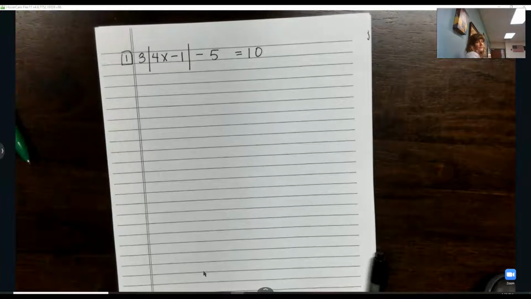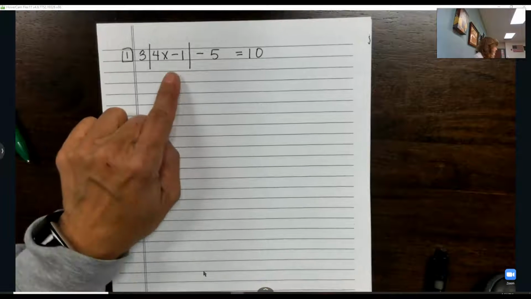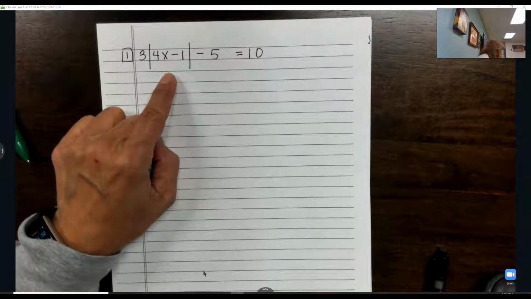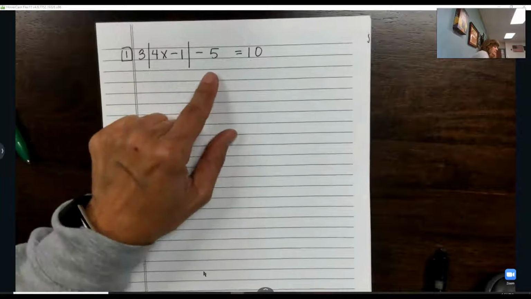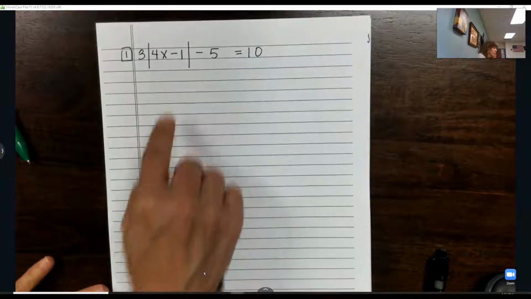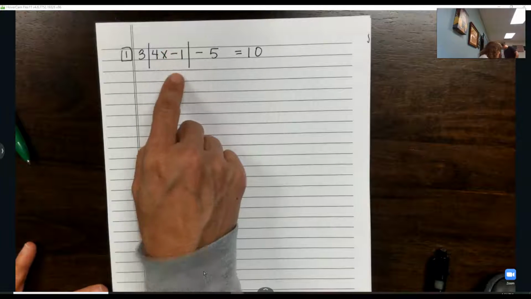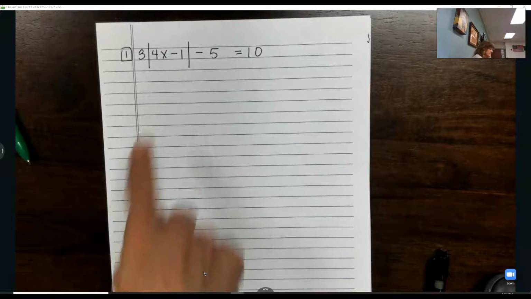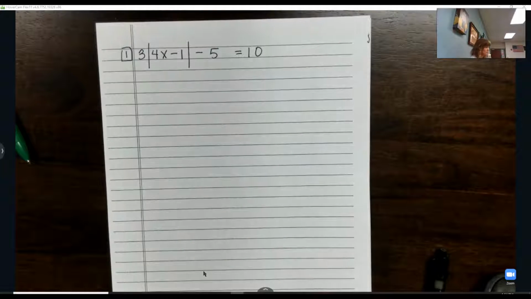Okay, so we have this equation, and here's what we know. We know somebody took the absolute value of something, then they multiplied it by 3, then they subtracted 5 and got an answer of 10. So all we really care about is what the absolute value is. We're solving absolute value equations. We don't care about the rest of whatever this person did to get an answer of 10.